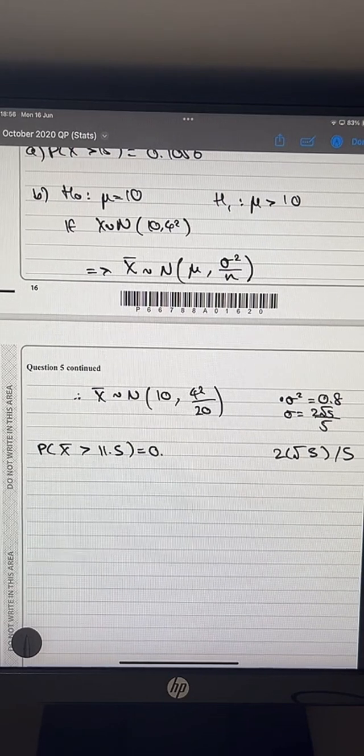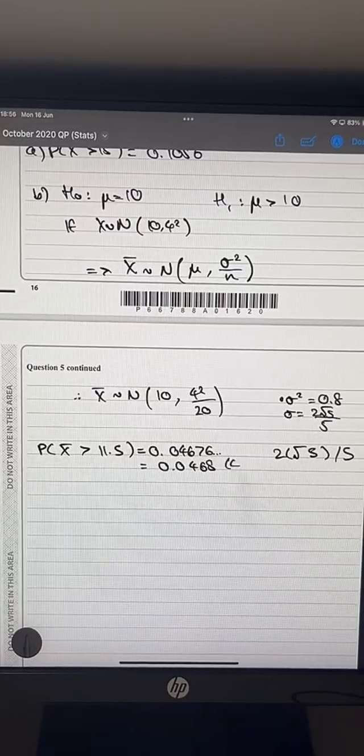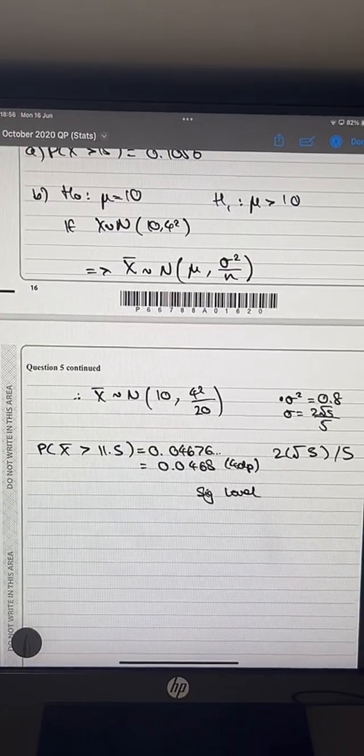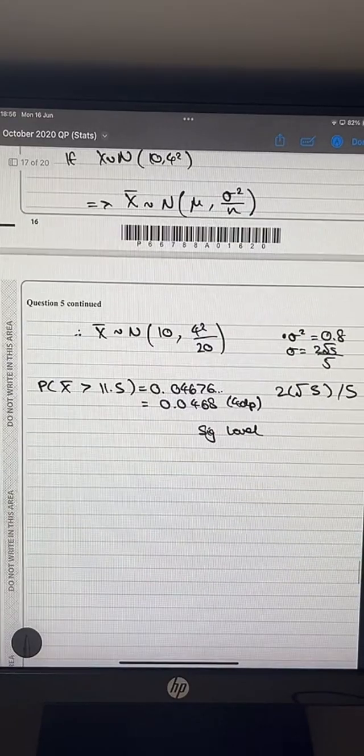When you input that, you get 0.04676 and so on, which is equal to 0.0468 to 4 decimal places. So now that's my value. My significance level, let's see what they've told me. They've told me it is 5%. So I just need to compare this with my significance level, 0.05. 0.0468 is less than 0.05.